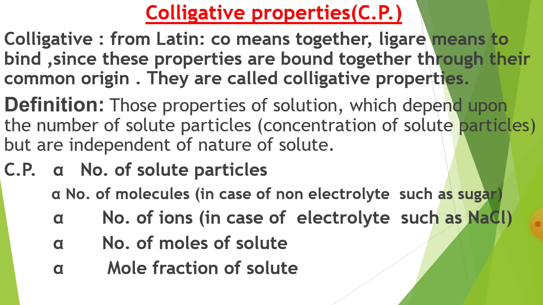Now first of all we have to know what colligative properties are, that is CP. The word colligative came from Latin, where co means together and ligar means to bind. Since these properties are bound together through their common origin, and that origin is basically the number of particles, that's why they are known as colligative properties.